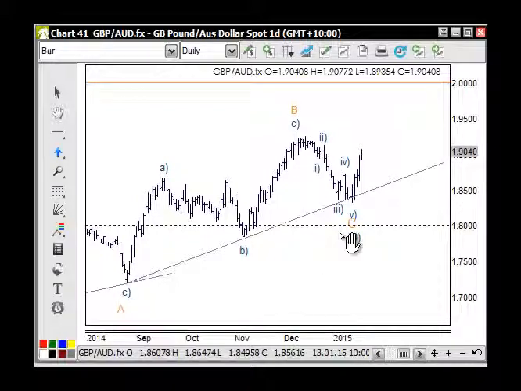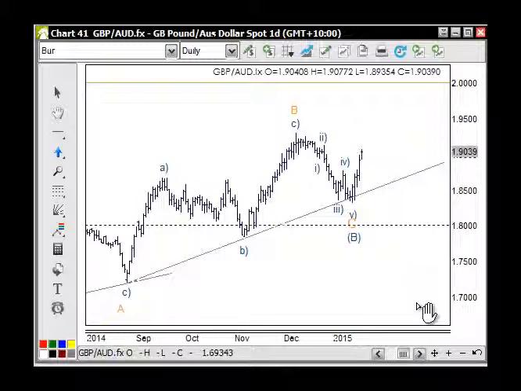Normally with an ABC, we would see the C wave, this C wave here, come back down below here. And that's still probable, in the sense that we could have down for wave 1, back for wave 2, 3, 4, and 5. That's probable.